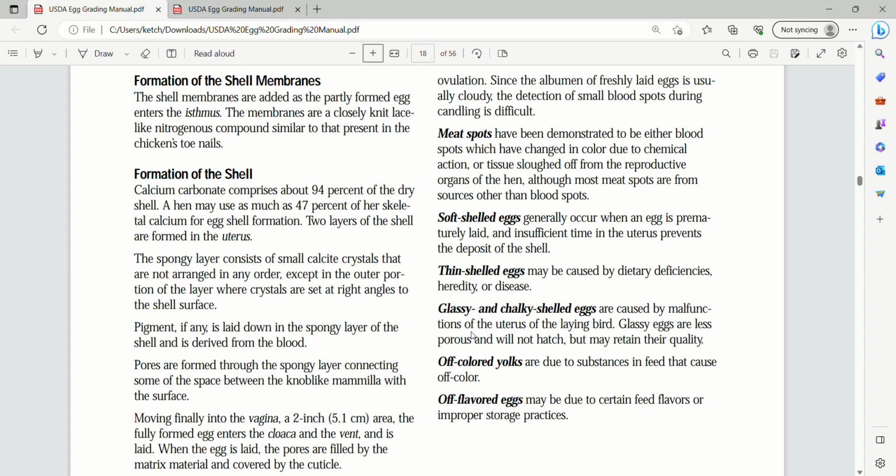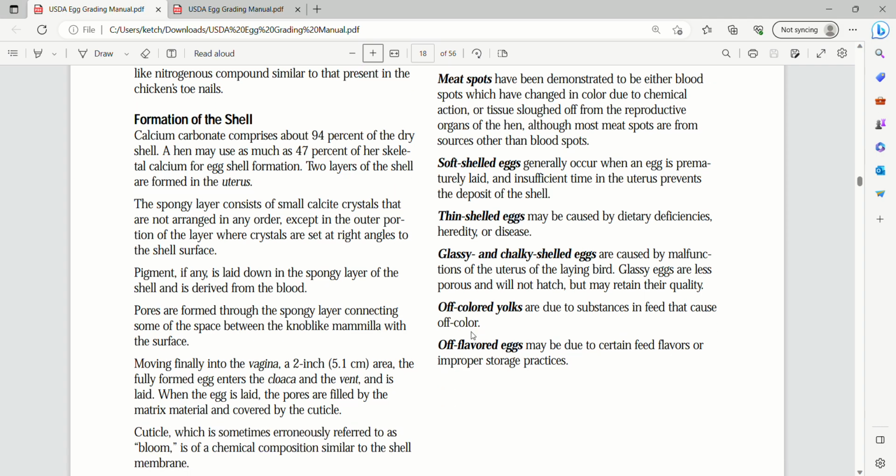Pigment, if any, is laid down in the spongy layer of the shell and is derived from the blood. Pores are formed through the spongy layer, connecting some of the space between the knob-like mamilla with the surface. Moving finally into the vagina, a 2-inch area, the fully formed egg enters the cloaca and the vent and is laid. When the egg is laid, the pores are filled by the matrix material and covered by the cuticle.